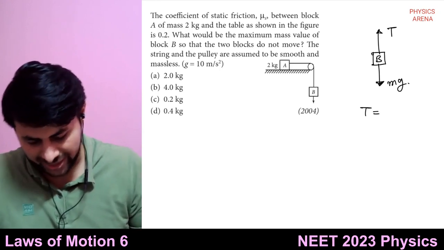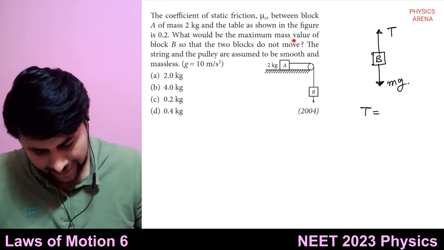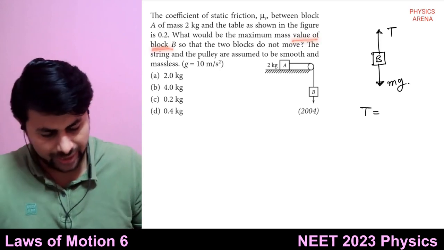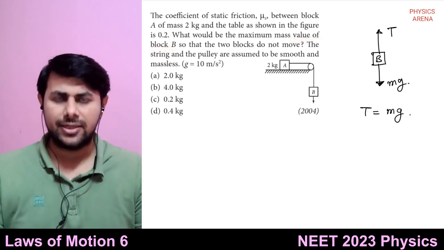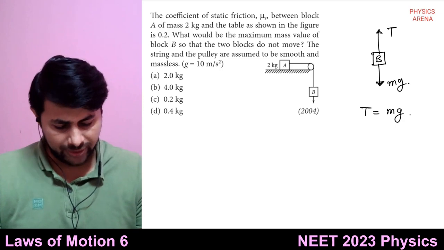That we have to find out, right? Okay, what is the mass of block B? That we have to find out. So it is, let's suppose, m. So T is equal to mg.